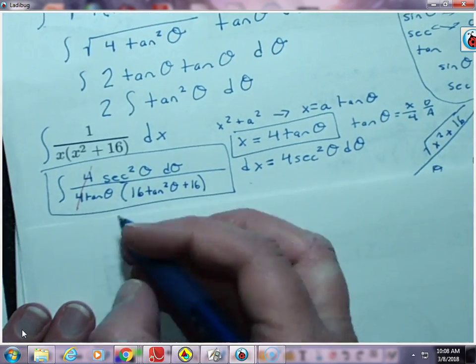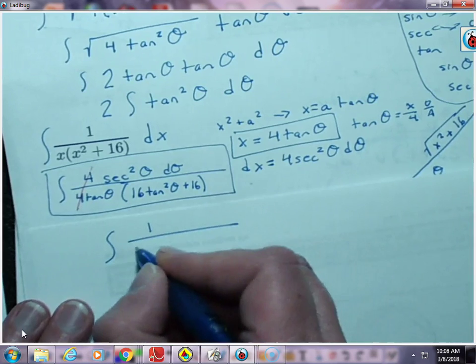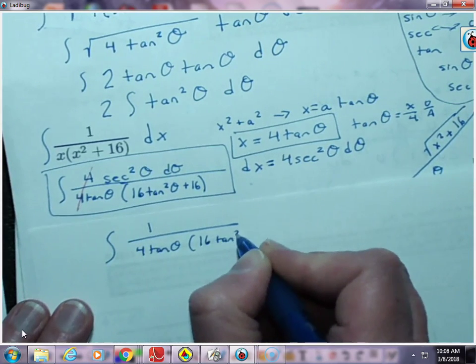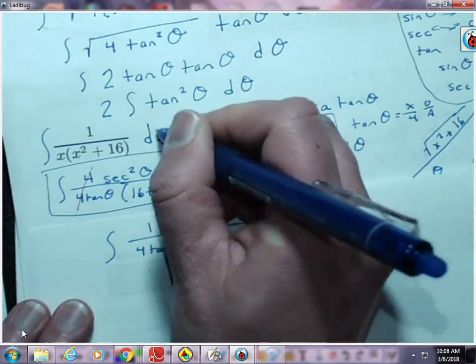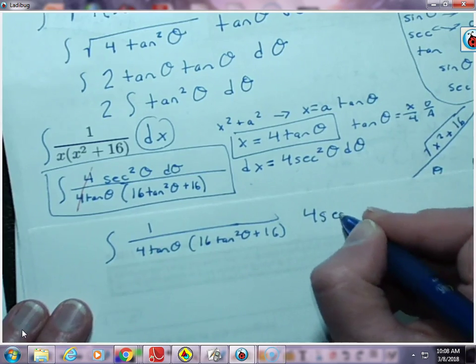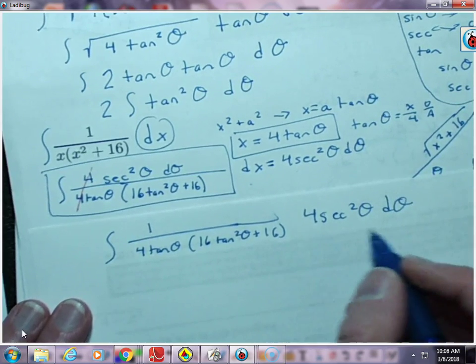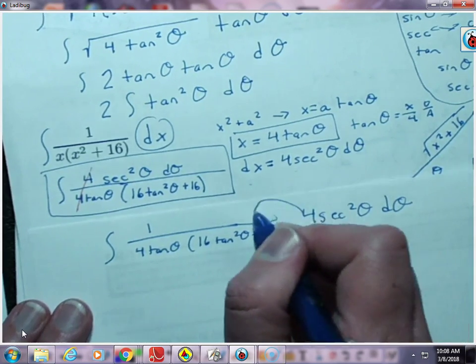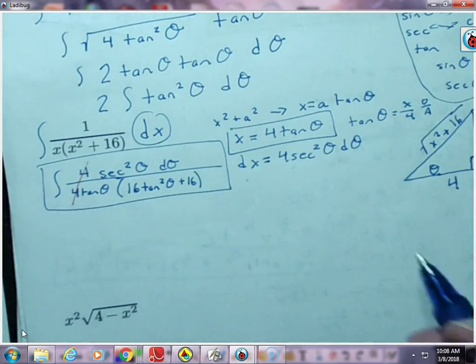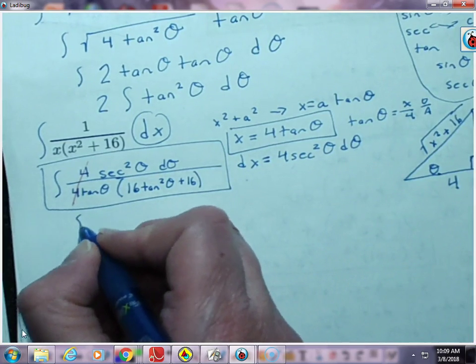So I could have written this like 1 over 4 tangent theta, 16 tangent squared theta plus 16. And then dx was all that stuff. I didn't have room to the side, so I just wrote it in the numerator. Okay, so that didn't do much. Thoughts?